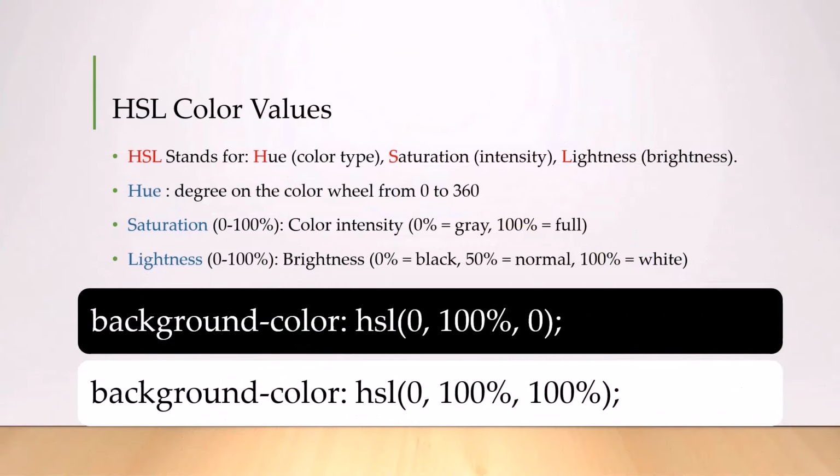So with HSL, you can define the color with 3 different parameters. Hue, the degree of the color in the wheel from 0 to 360. Saturation, that is from 0 to 100%, its color intensity, or it's a shade of gray. Lightness, the brightness of your color, that is between 0 and 100%. 0 means black, 50 means normal, and 100 is white.